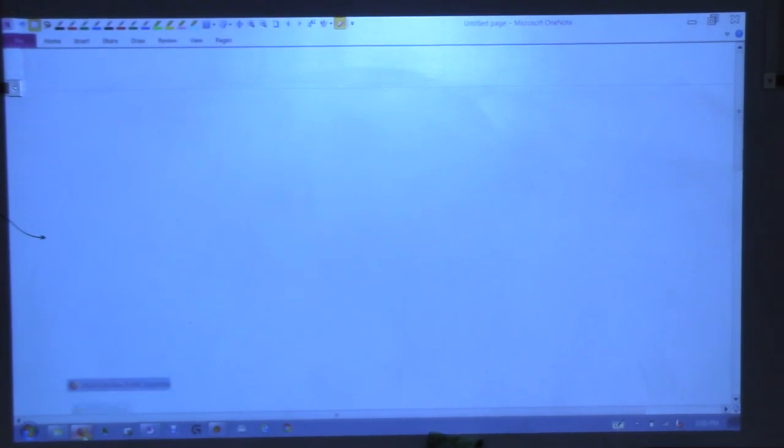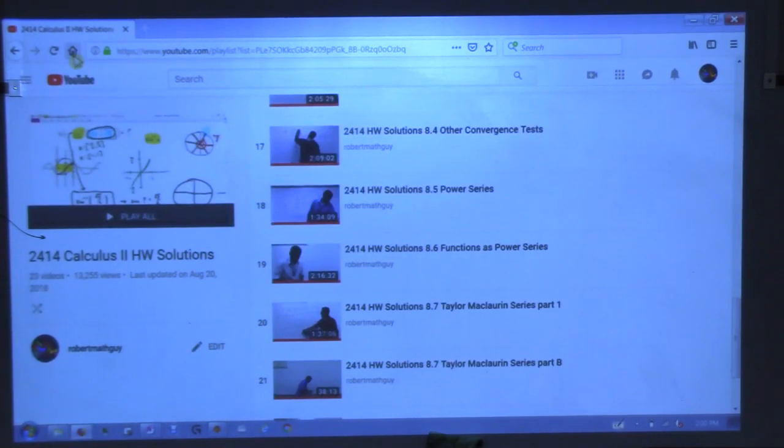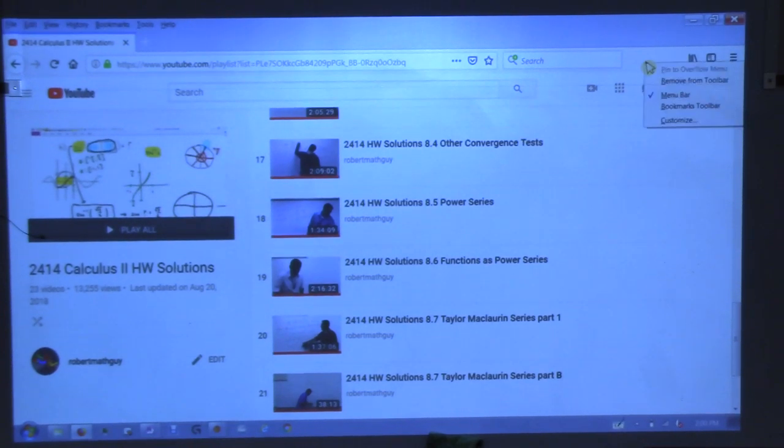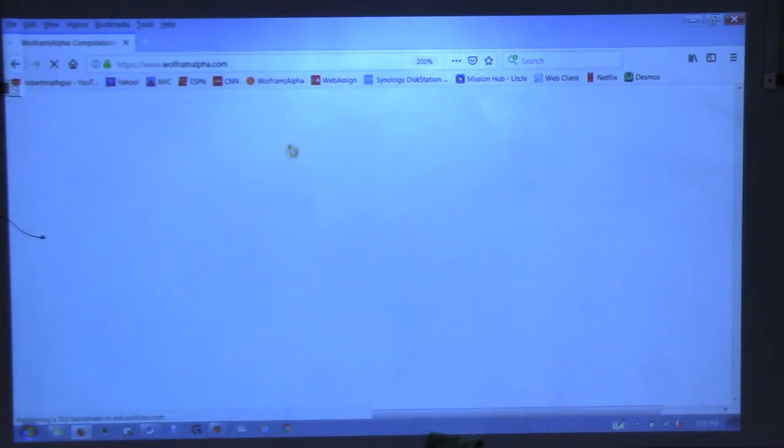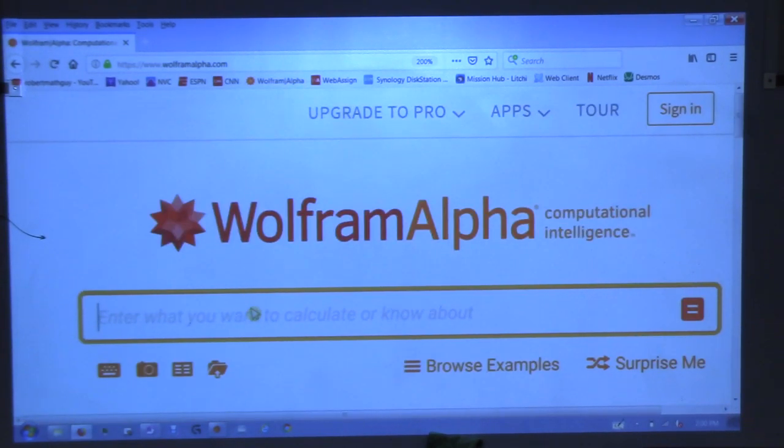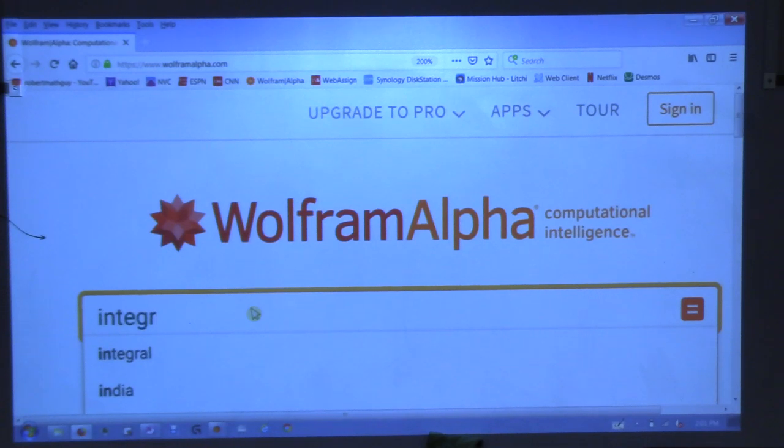I'm going to go to Wolfram Alpha real quick, I think. Where's my menu? No, bookmarks. I'm going to go to Wolfram Alpha, and I'm going to do integrate e raised to the negative x squared.